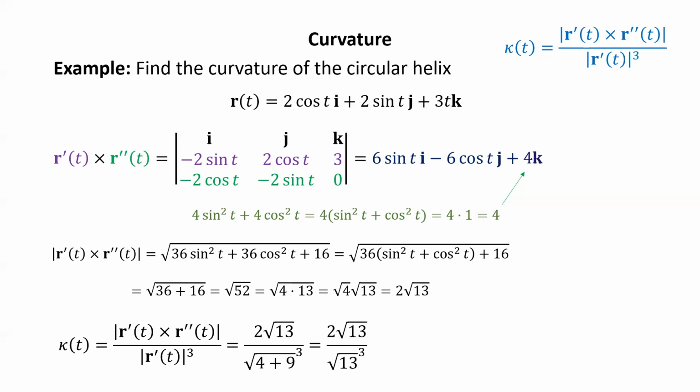So we wind up with 2 root 13 over root 13 cubed. We could write root 13 cubed as 13 root 13. And reducing that fraction, we get 2 over 13. Notice that in this case, the curvature came out to be a constant. That's because we have a circular helix, so that at each point on this curve, the curvature is the same. That won't always be true. In general, the curvature will be a function of t.